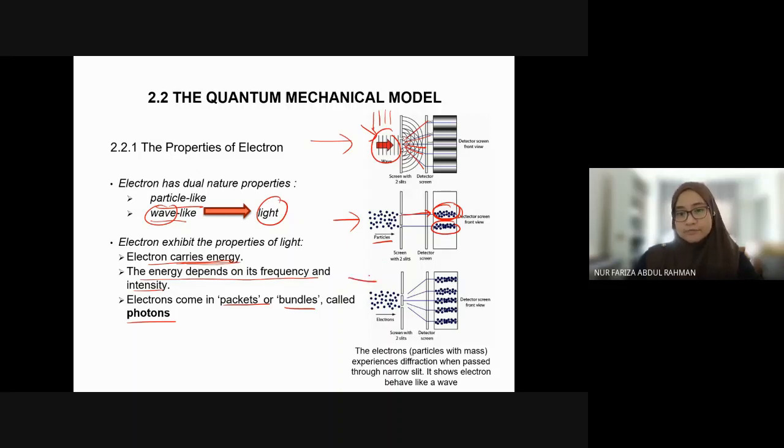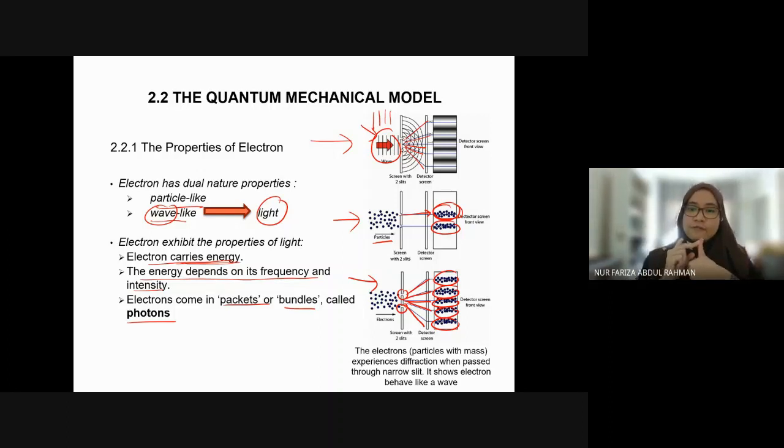Now let's look at the electron. Can you see? This is particle-like behavior. Particle-like properties. And as you can see, why is it that there are two slits but they gather into 5 groups of electrons, for example? Because now they get diffracted.